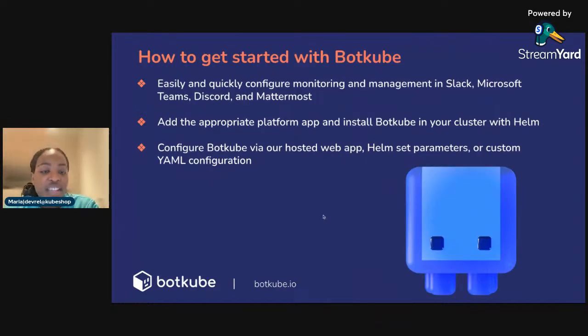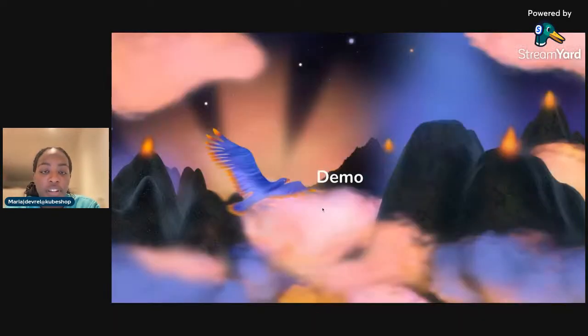Yeah, this is just how to get started with Botkube. So you can easily install Botkube in Slack or Teams, Discord, or Mattermost, and then you can install Botkube in your cluster with Helm. Then you can configure Botkube via the web hosted app, set your Helm parameters, or do it via the custom YAML configuration.